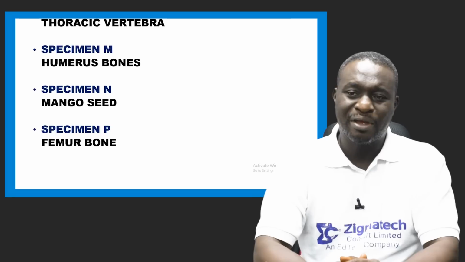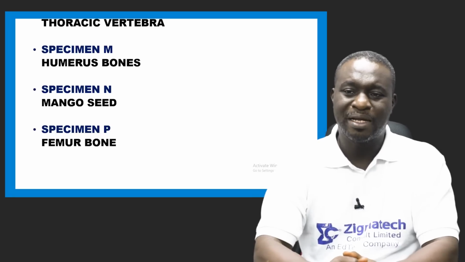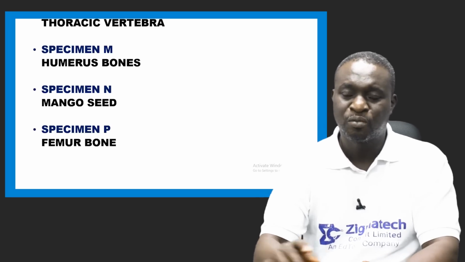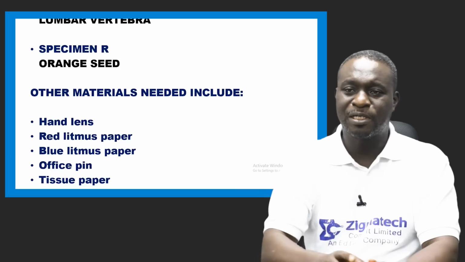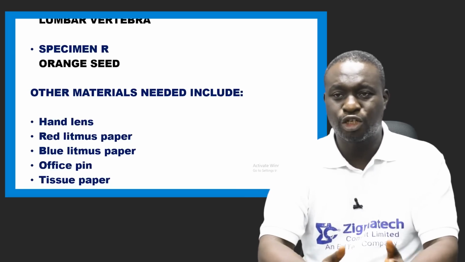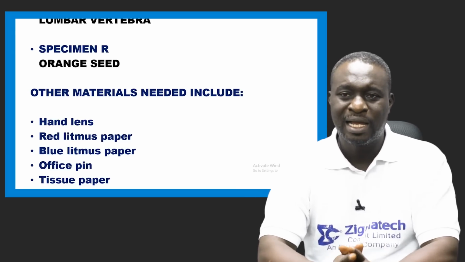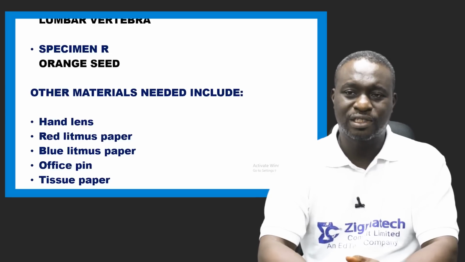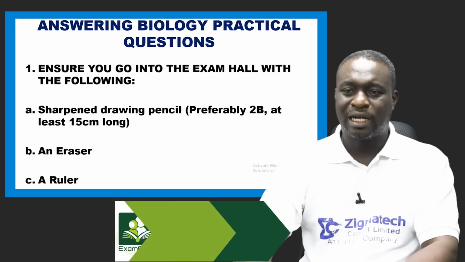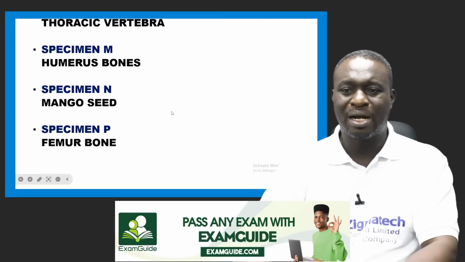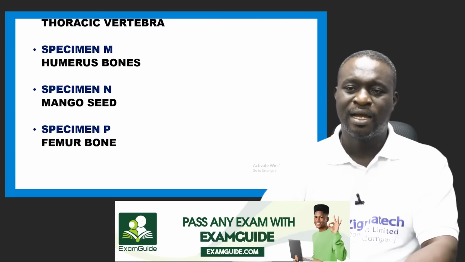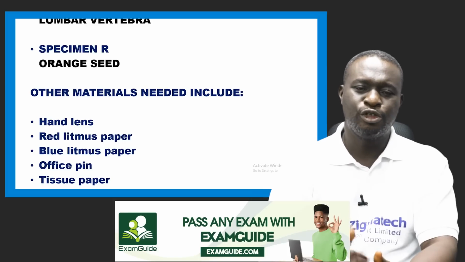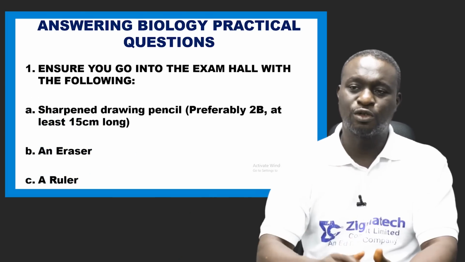Specimen N is the mango seed, and specimen P is the femur bone. We also have specimen Q, which is the lumbar vertebra, and specimen R, which is the orange seed. I also mentioned the mango seed, that's specimen N. All these are the specimens that are to be provided during your WAEC practical exam.